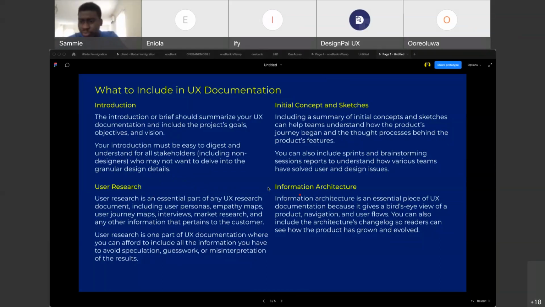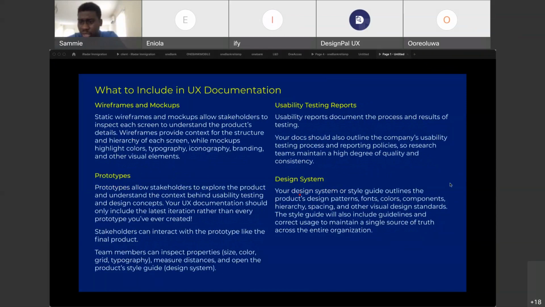Then any more questions? I can't see any so far. So yeah, that's pretty much it when it comes to UX documentation.